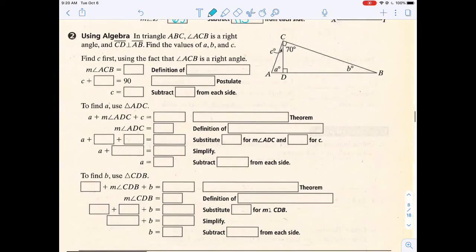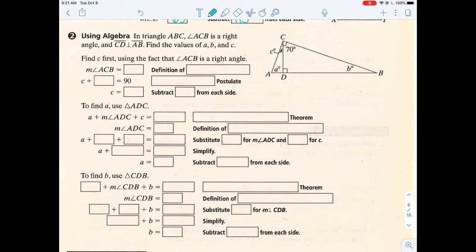Okay, number 2 says using algebra, in triangle ABC, angle ACB, right here, is a right angle. CD is perpendicular to AB. So this line in the middle here, perpendicular to this line, it forms a 90-degree angle. Find the values of A, B, and C.